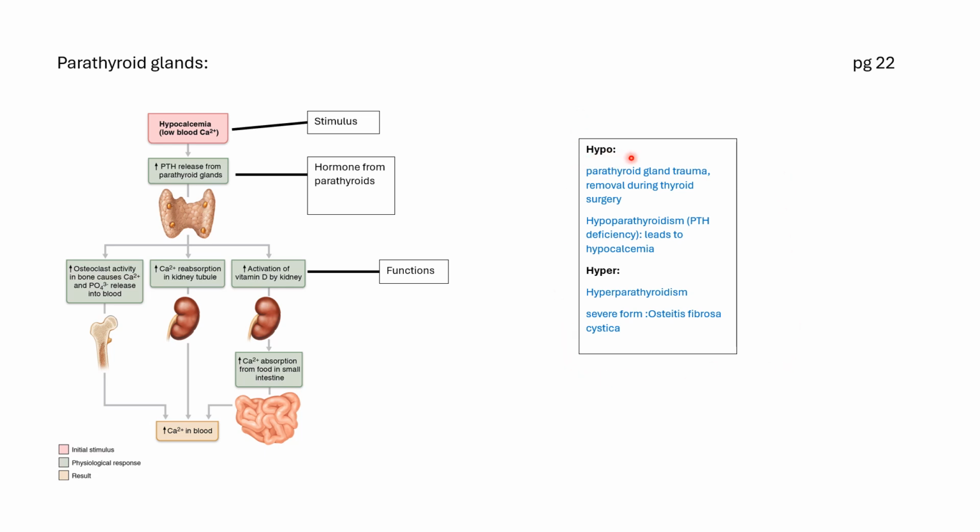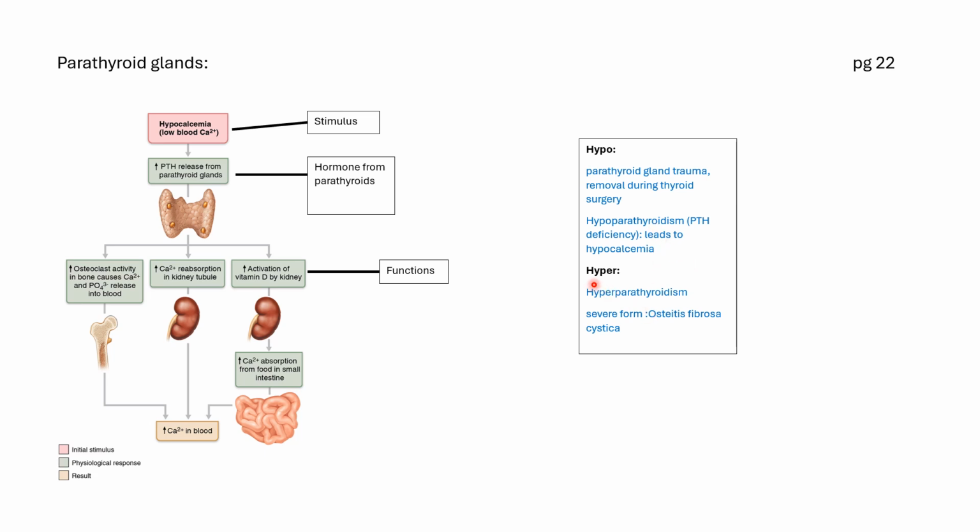When can hyposecretion happen? When there is some trauma to the parathyroid glands, and like I said previously, sometimes accidentally they get removed in thyroid surgery. As a result, there are low levels of parathyroid hormone in the body, and that will affect the homeostasis of calcium, so it leads to hypocalcemia, and then the symptoms will be due to hypocalcemia.